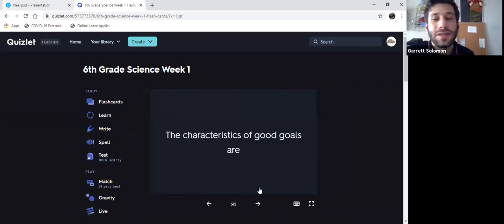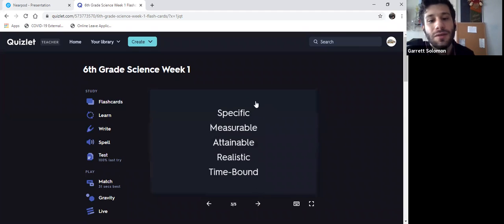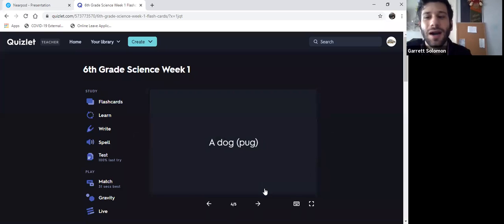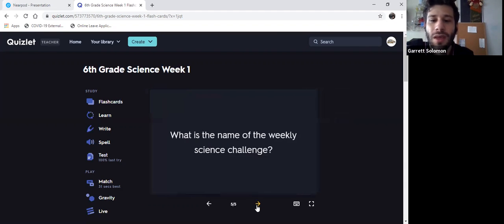What are the characteristics of a good goal? Remember, we had the acronym for this one, SMART, which spells out specific, measurable, attainable, realistic, and time-bound. What was the animal on the slides in the first video? Try and think back. It was a dog, but more specifically than that, a pug. It was like 3 or 4 pugs, I think. And what is the name of the weekly science challenge? Remember, it used to be the Takis challenge, but then I found out I have high blood pressure.